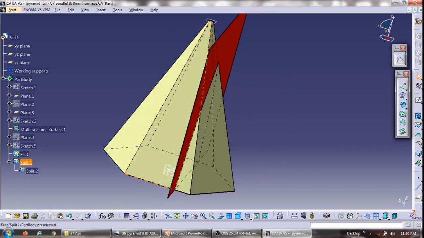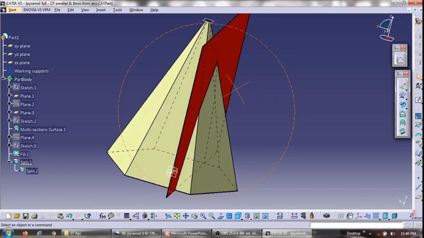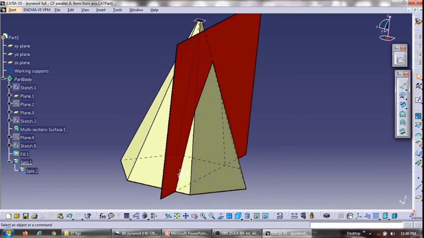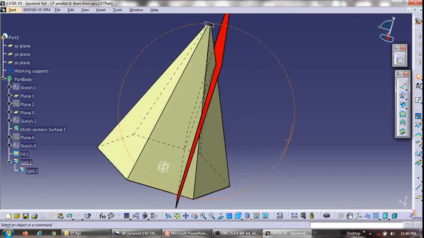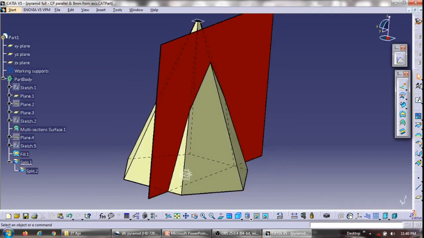So here I have the hexagonal pyramid, and you can see it is cut by a section plane 8 mm away from the axis, and you can see that it is cutting the edges of the base, this edge and this edge, and also the slant edges. So I'll show you how it looks when you cut and take out this right portion of the pyramid and retain only the left portion of the pyramid.